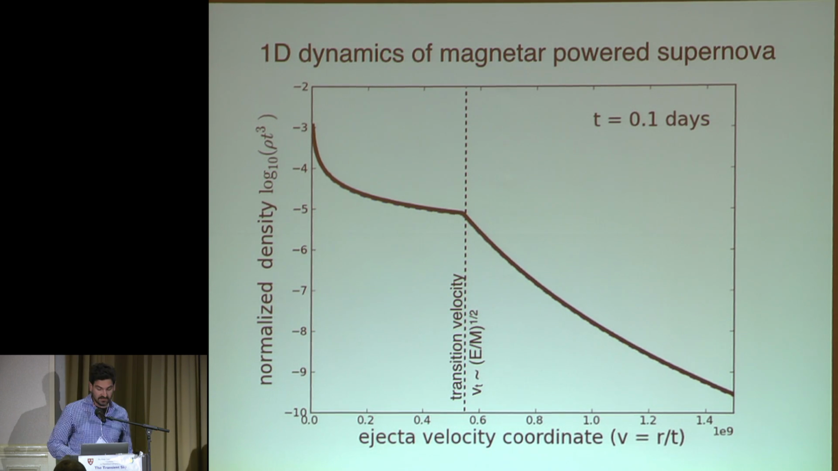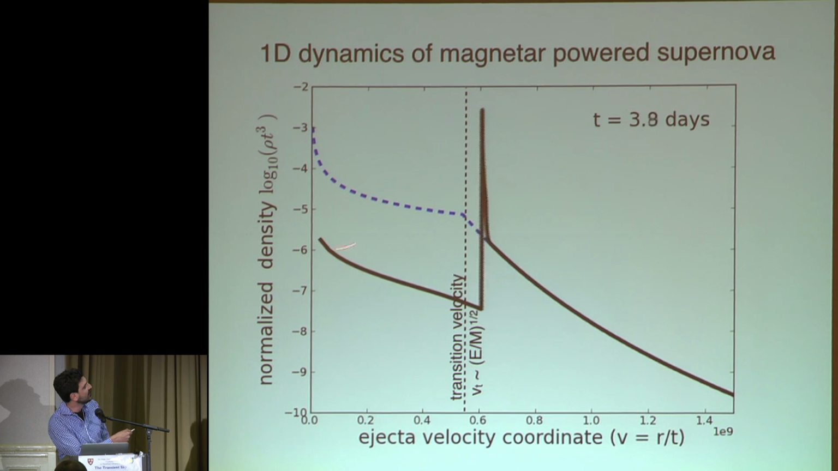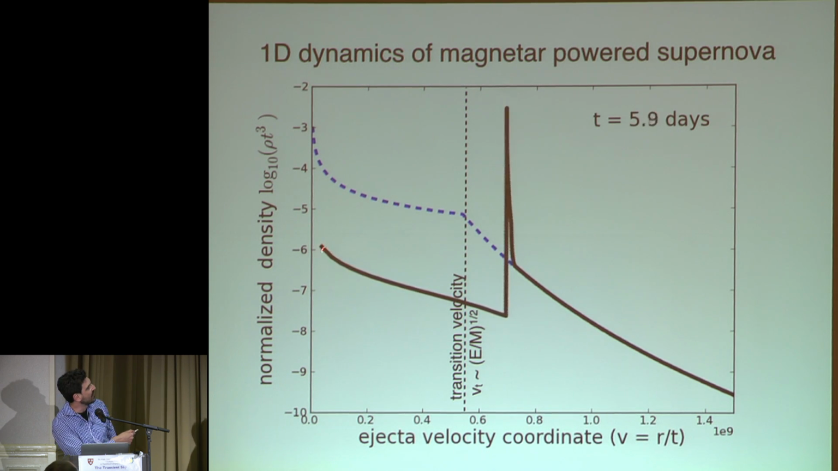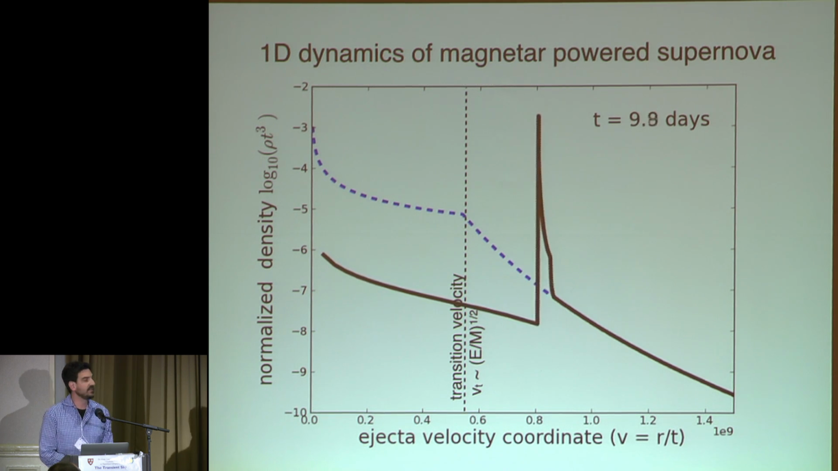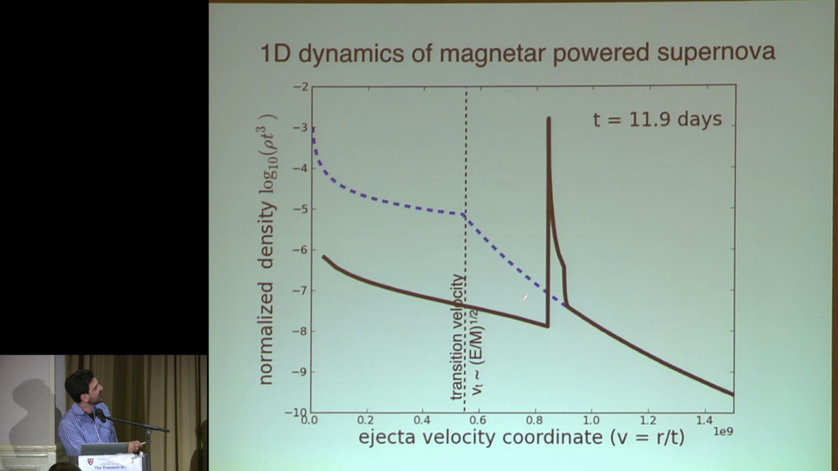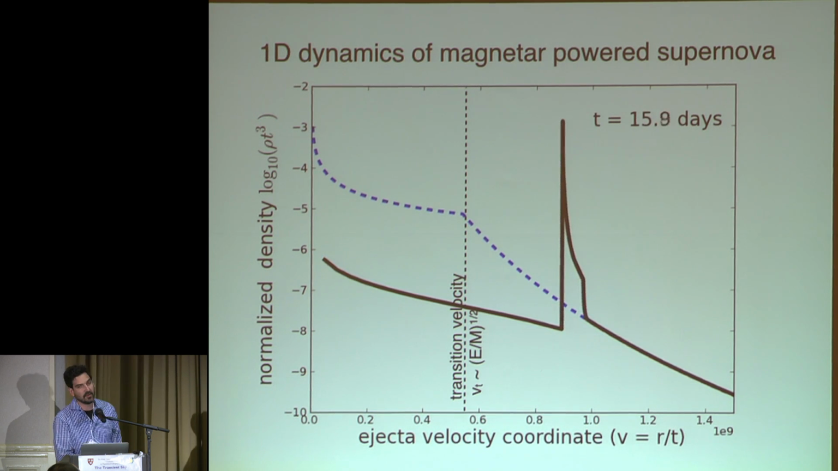And I've scaled out the expansion in this movie, so you just see things frozen in place, but it's actually all expanding. And so here's what happens as you turn on the magnetar. It creates this cavity, this high pressure bubble, and sweeps up all that ejecta into a thin shell. Eventually, in this case, almost all the ejecta is swept up, and you see the shock propagating forward.